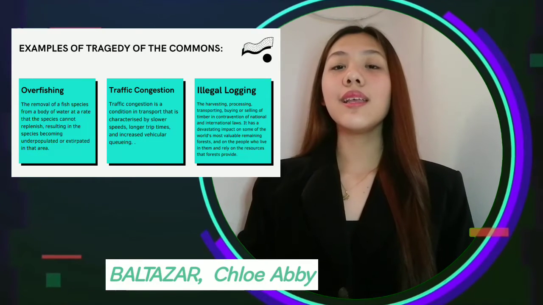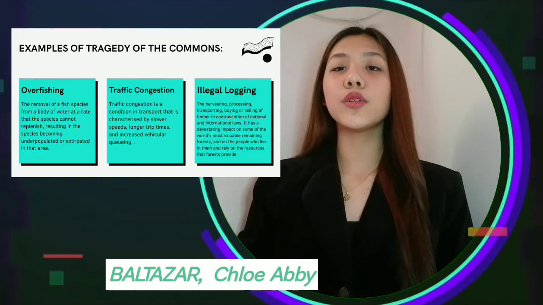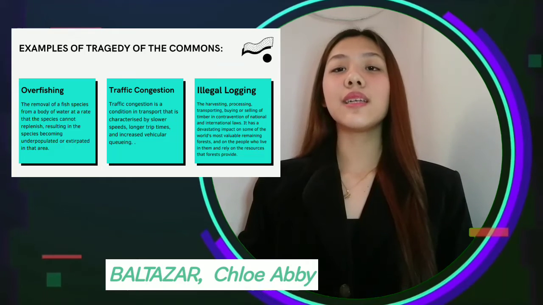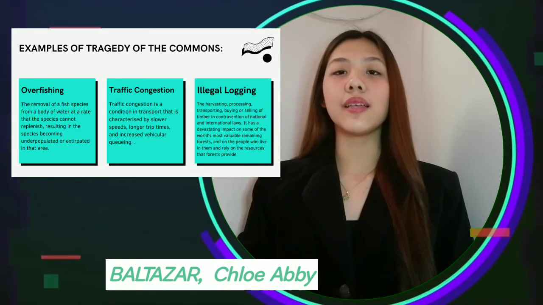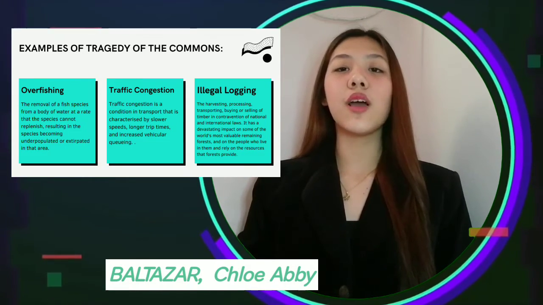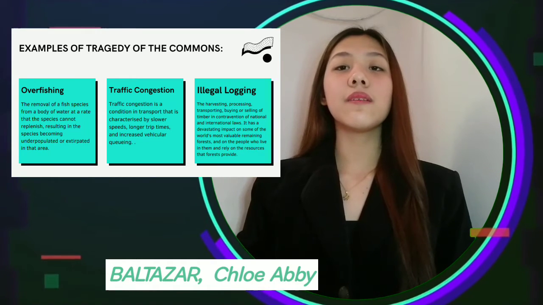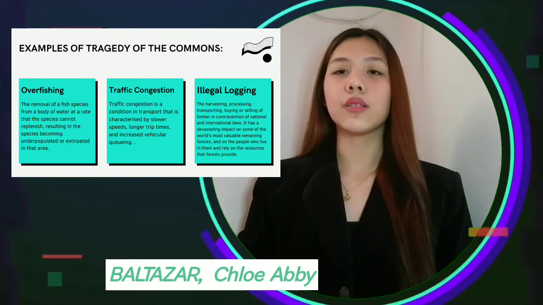In short, money. Examples of it are overfishing, traffic congestion, illegal logging to produce high-quality wooden products, and many more. It is the reverse of Adam Smith's invisible hand, where he believes that social and economic outcomes may arise by the self-interested actions of individuals.